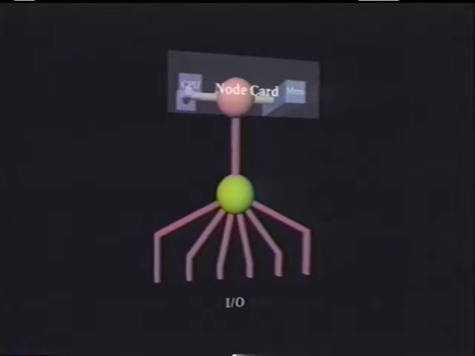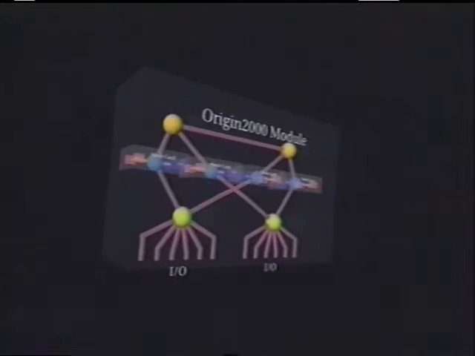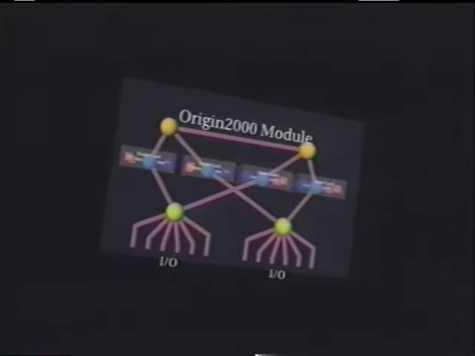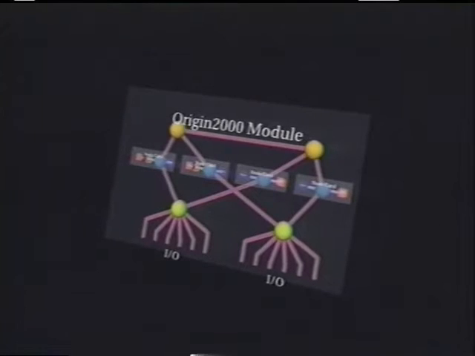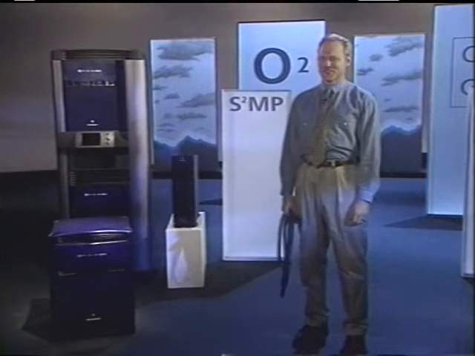Scalable, shared memory multiprocessing. The basic building block is the S2MP node: 2 CPUs, memory, and a lot of I/O. You'll find 1 or 2 of these in the Origin 200, the smaller desk-side version of the Origin family. Put 4 of these nodes together, and you have the 8-processor Origin 2000 module, housed in the large desk-side package. Now the real fun begins.